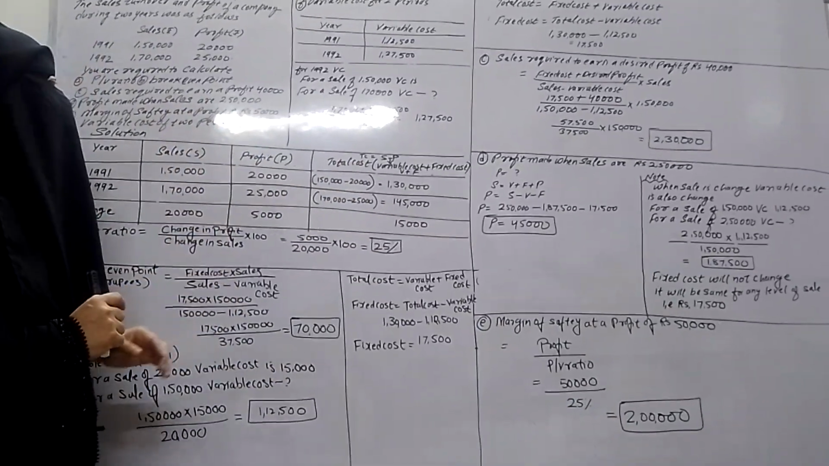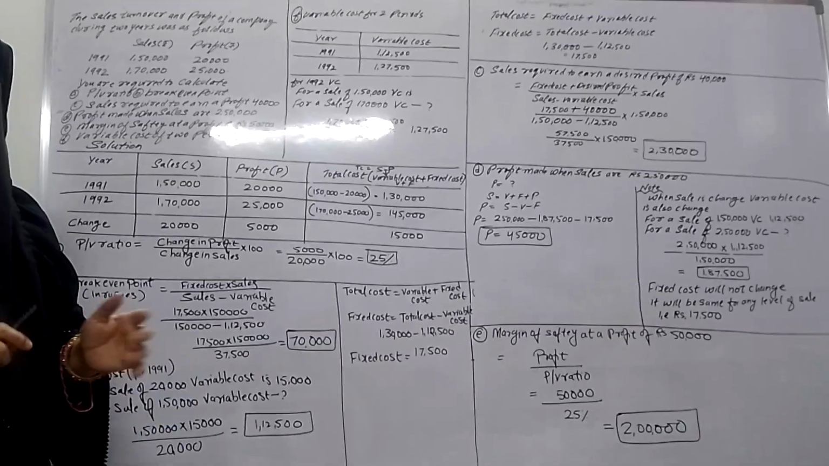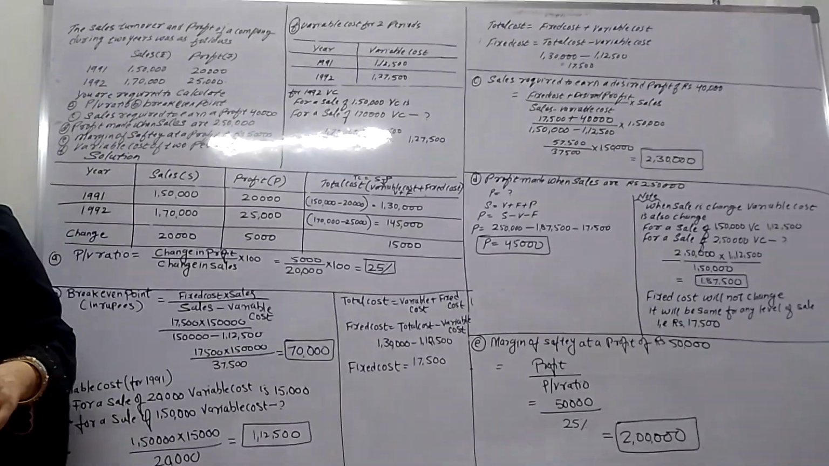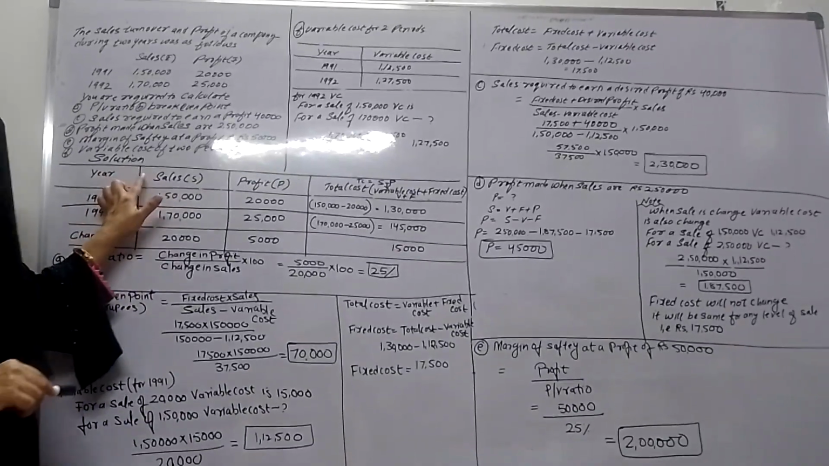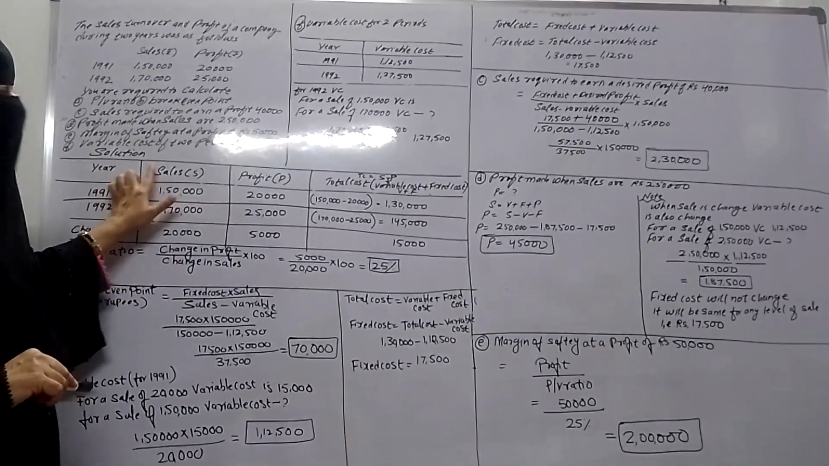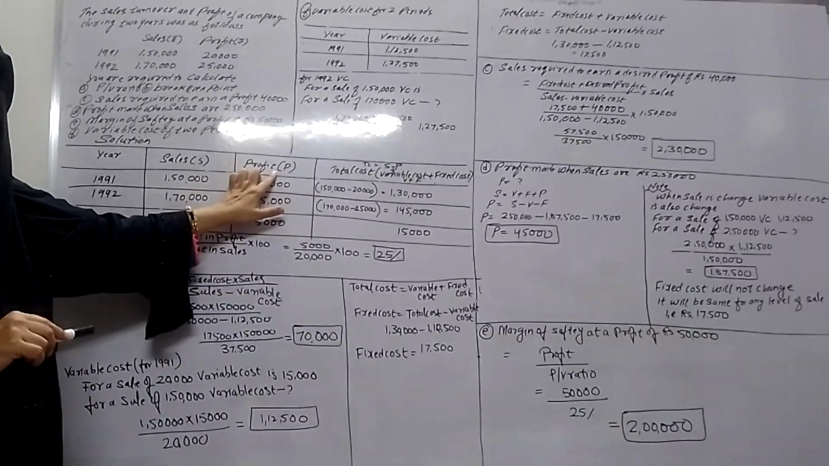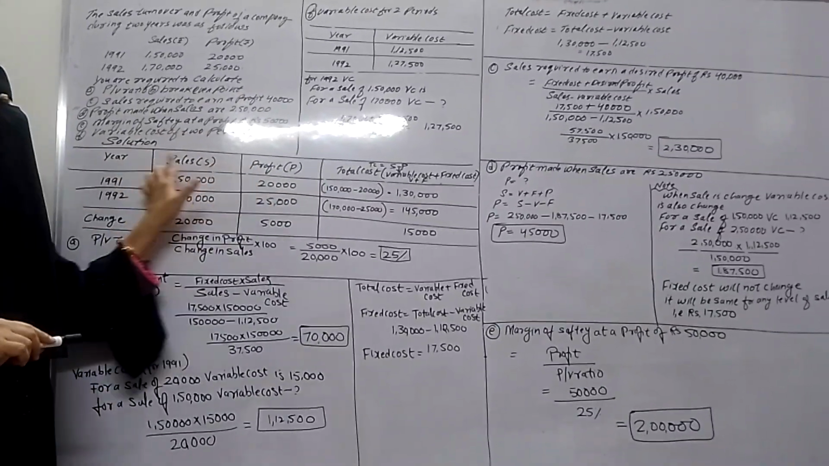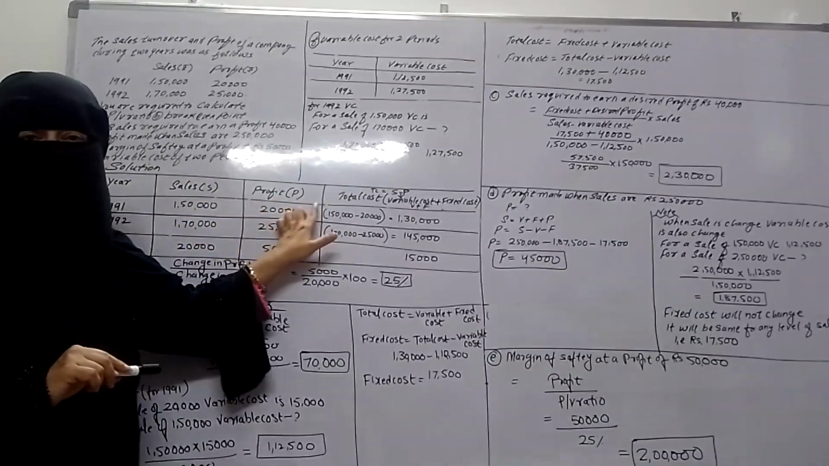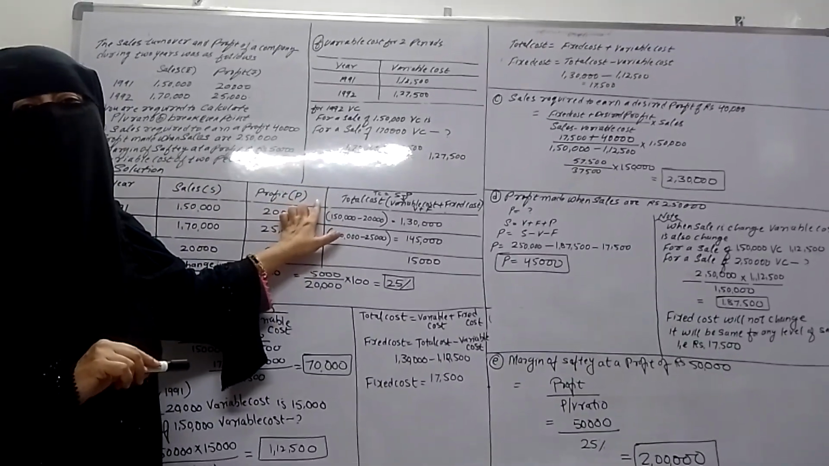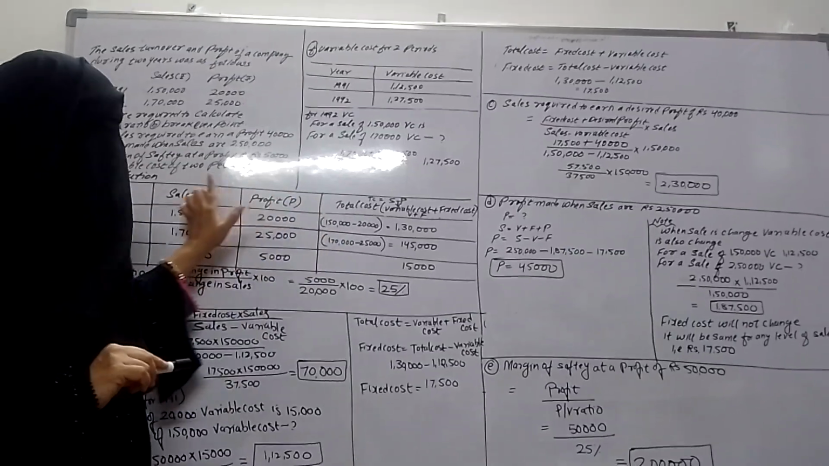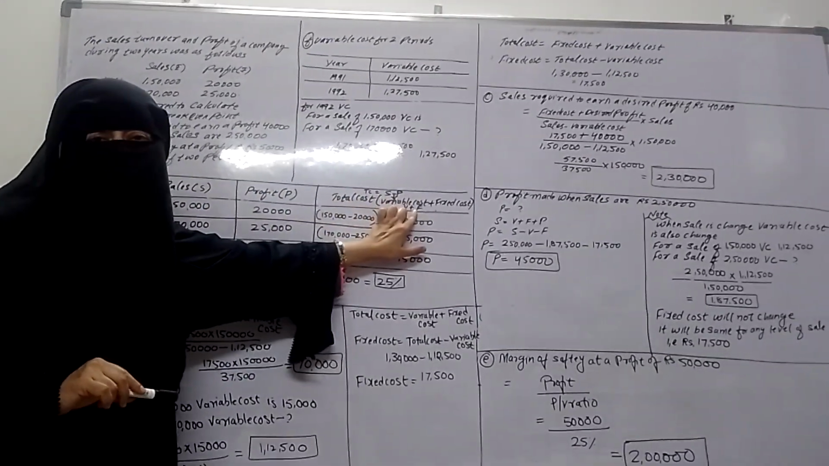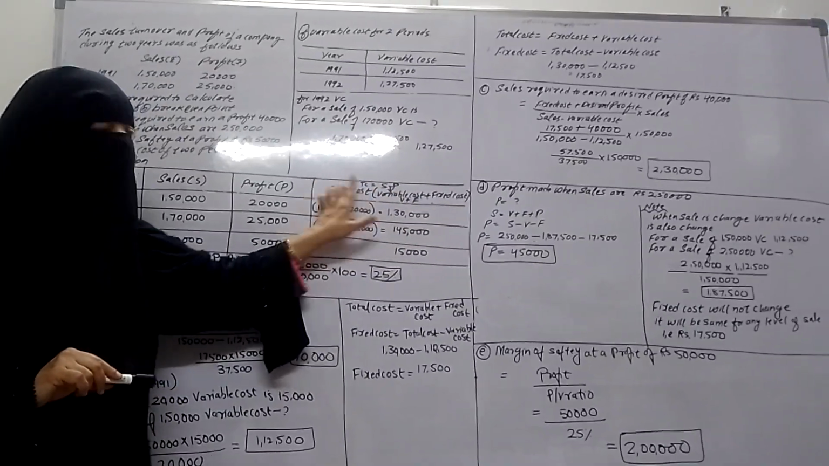In my previous videos I explained the marginal equation: S is equal to V plus F plus P. In the question, sales is given, that is S, and profit is given, that is P. If we subtract profit from the sales, we get total cost. Total cost consists of variable cost and fixed cost. So sales minus profit, S minus P, we get V plus F, that represents total cost.